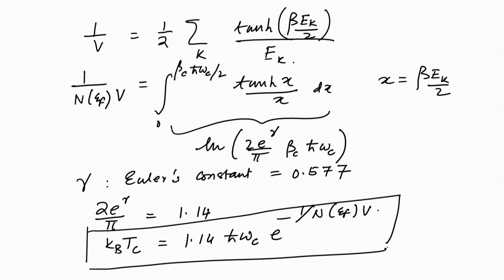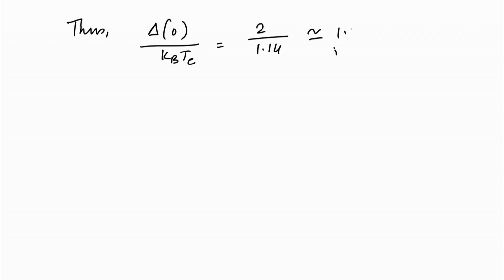So, this is how T_c varies with the phonon frequency, the density of states at the Fermi level, and V. Thus, delta 0, the value of the gap at T equal to 0, is equal to 2 divided by 1.14, which is equal to 1.67 nearly, and that tells you that this is a feature of BCS superconductivity, that twice delta divided by k T_c is equal to 3.52.